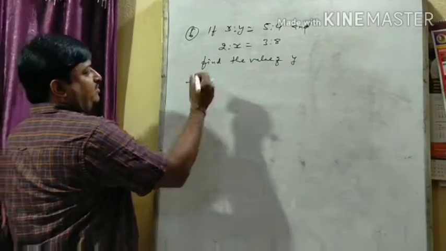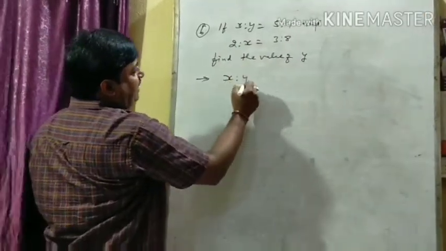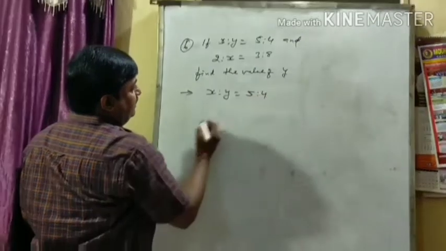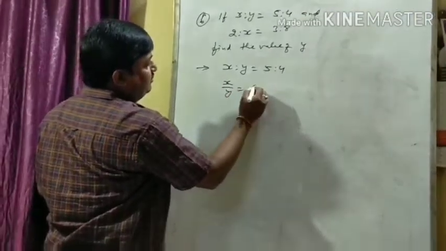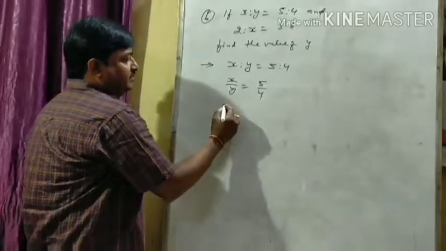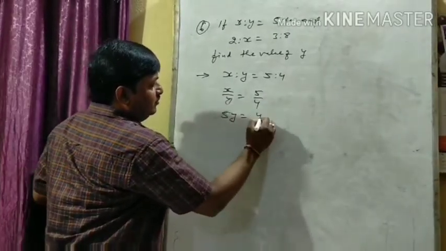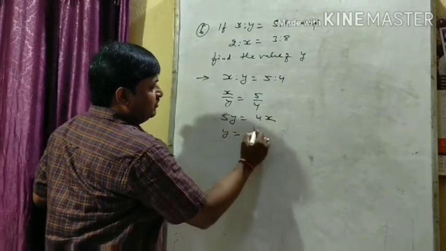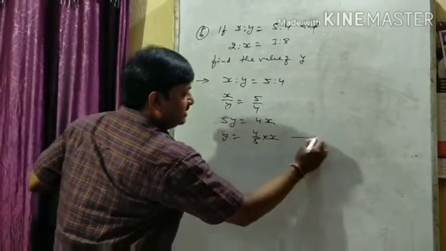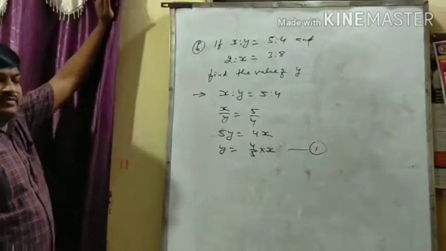Student, see the solution. Given x is to y equals 5 is to 4, therefore x by y equals 5 by 4. Cross multiply it. It is 5 into y, 5y equals 4 into x. Therefore y equals 4 by 5 into x. This is equation 1. You assume this as equation 1.